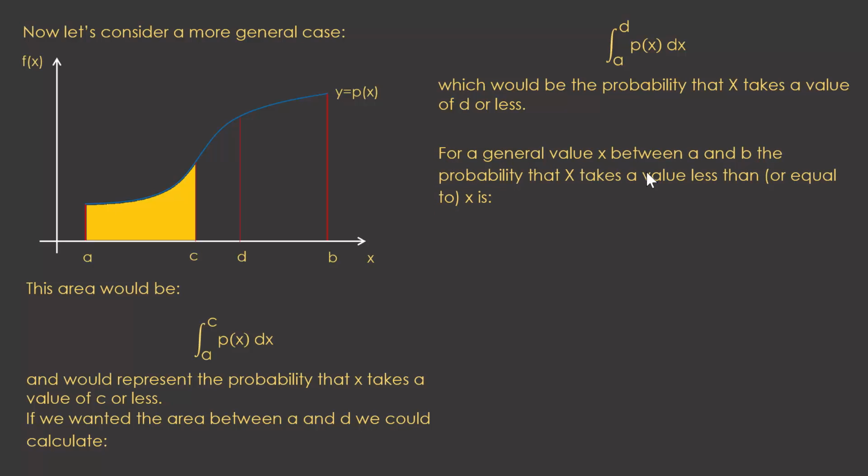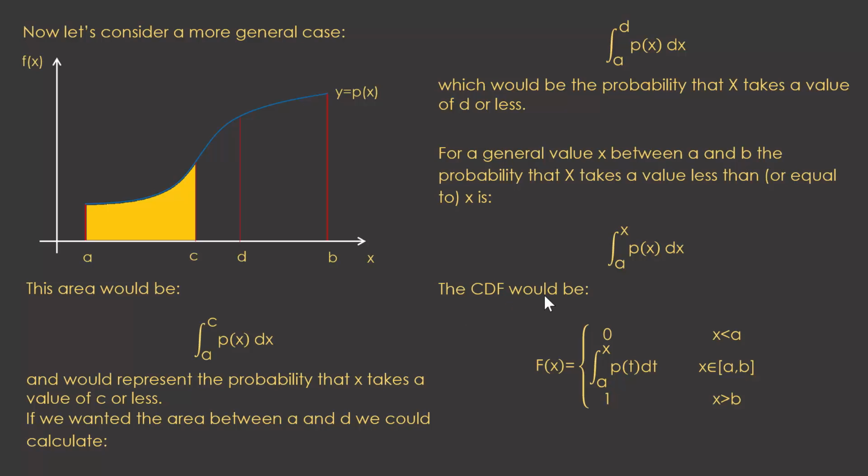For a general value x between a and b, the probability that X, and the capital X here represents our random variable, takes a value less than or equal to x, remember, or equal to, because the probability of actually taking the value x is 0, is given by the integral from a to x of p(x) dx. So if we have some value in here, x, and remember that could be any value between a and b, the probability that our random variable X takes a value less than or equal to x is given by this integral here.